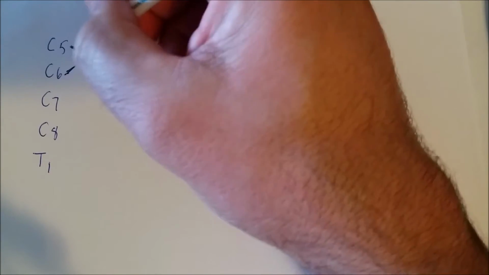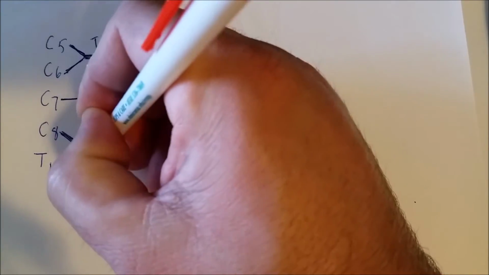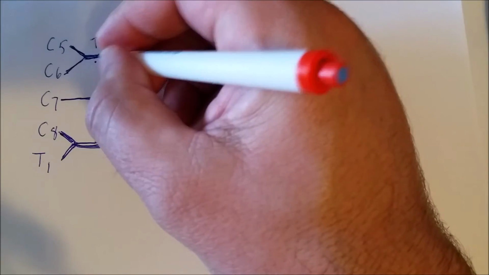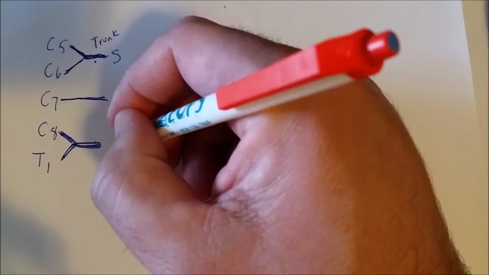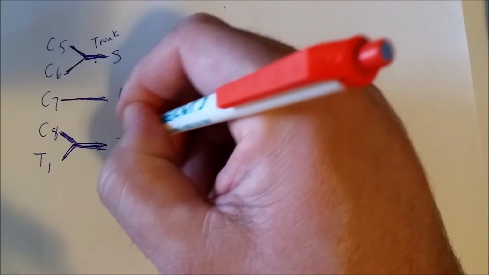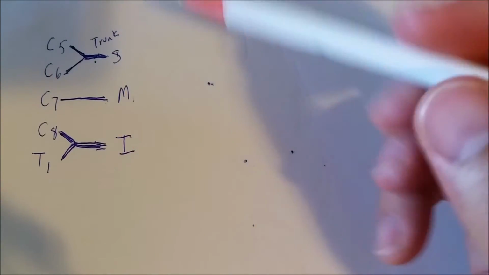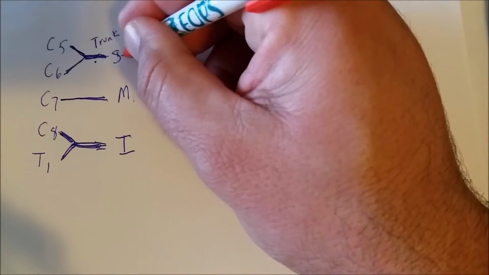As we start with the roots, C5 and C6 come together to form a trunk. C7 will form its own trunk. C8 and T1, the roots there, will form a trunk here. Now, as we have three trunks, we can call this one up here superior, this one in here middle, and this one here will be your inferior trunks. These are your trunks: superior, middle, and inferior. What ends up happening next is we have these trunks divide.